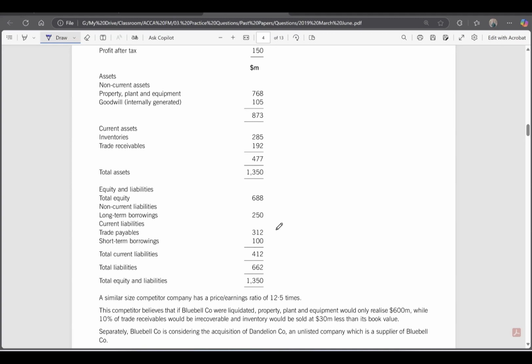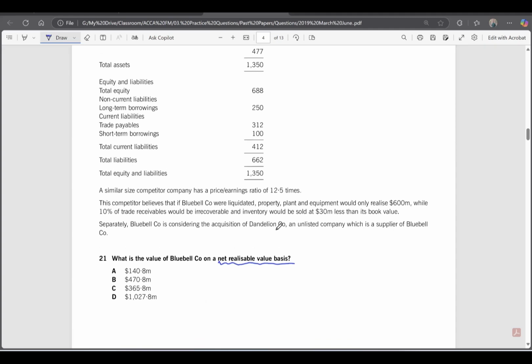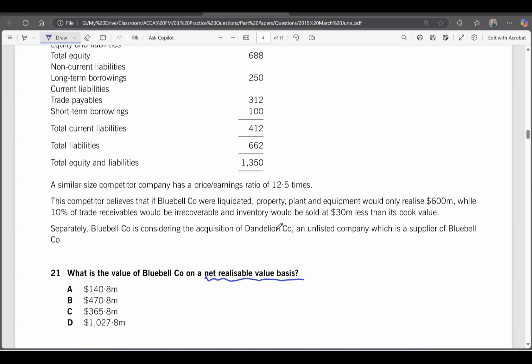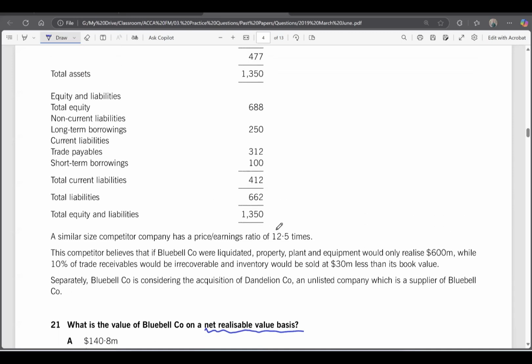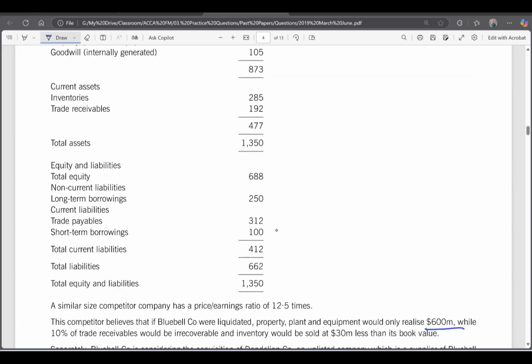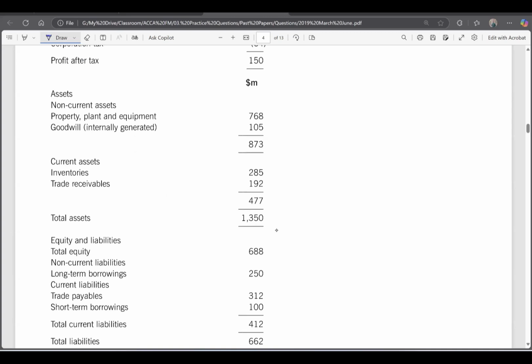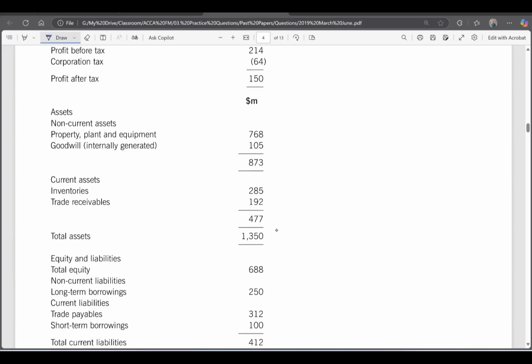So if we want to do the net asset method, he mentioned very clearly here, net realizable basis. I mean, if you want to sell the business, then your PPE would only sell for 600 million only. So that means the PPE, whose current value is 768, can only sell for $600 million only. One thing.